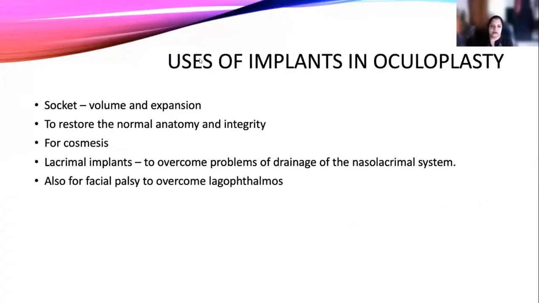So mainly the oculoplasty implants are used in the socket and in the nasolacrimal system. In the socket, it's mainly used for volume and expansion. It's used to restore the normal integrity and the anatomy. And it's also used for cosmesis and acquired anophthalmos. In the lacrimal system, it's used to overcome problems of epiphora and the obstruction of the nasolacrimal duct. In facial palsy, we use it to overcome the issue of lagophthalmos.